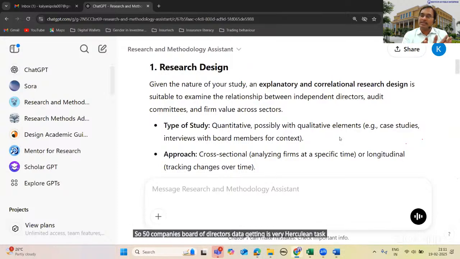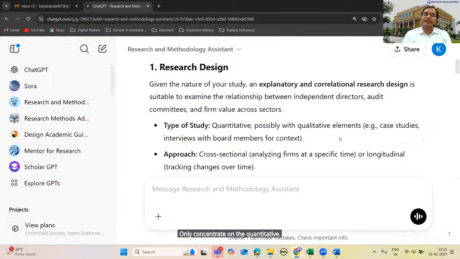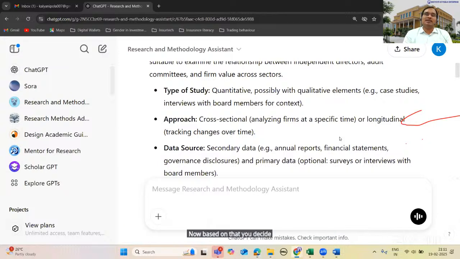Now, in such a case, you exclude the qualitative portion and only concentrate on the quantitative. The quantitative secondary data, like cross-sectional, analyzing firm performance over time, you can go to the company annual reports, financial statements, governance. So clearly, for your research design, the AI is suggesting what the possibilities are, what you can do, what you can't do. Now, based on that, you decide, okay, what is my research design?